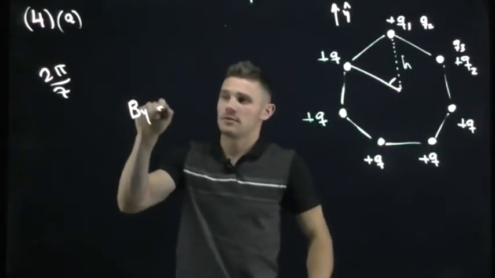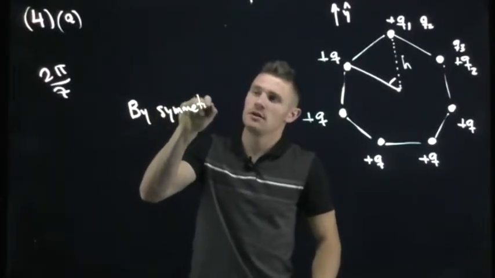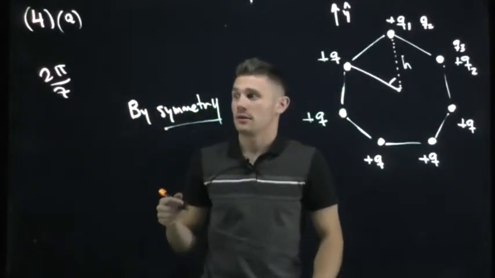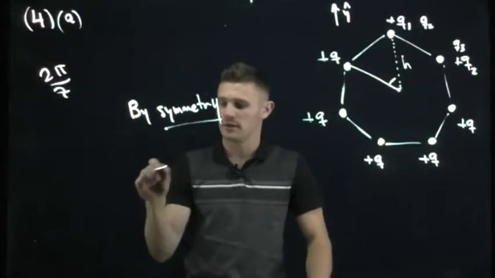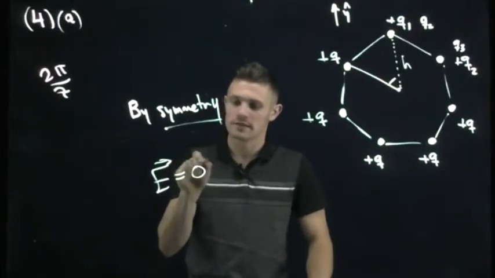So by symmetry, and of course we love symmetry in all of our electromagnetic problems, the electric field at the center must be equal to 0.